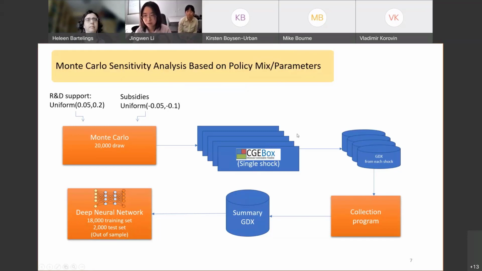So we just gather all the selected outcome variables or the outputs together, store them in single GDX files, and then we collect them together, merge them into one big data set. And until now, everything is implemented in CGBox. And then with the gathered summary data set, we can do our deep neural network training based on this data set. What we did is we split the whole 20,000 samples into training set and test set, of which 90% of the samples are training set and 10% are test set.